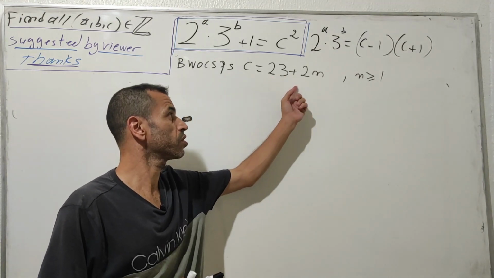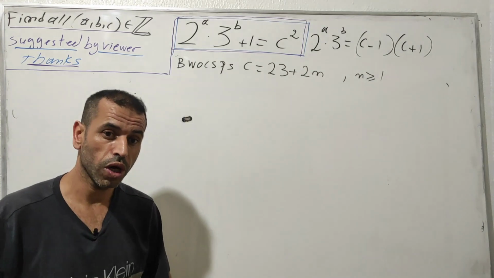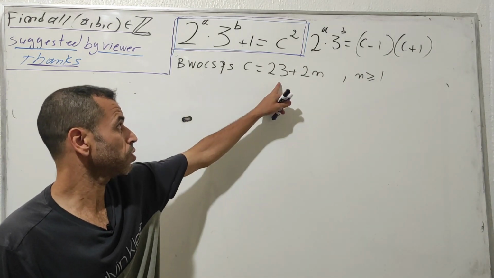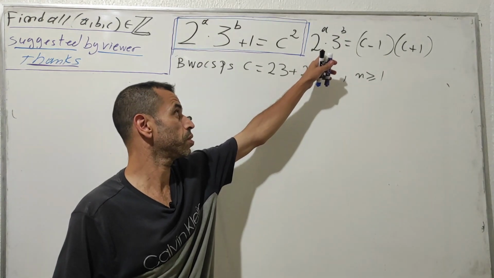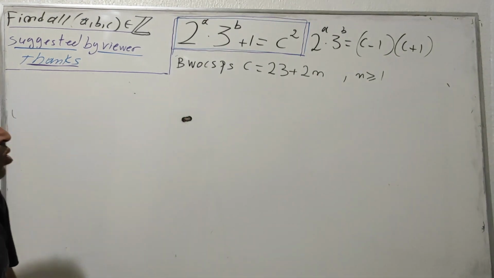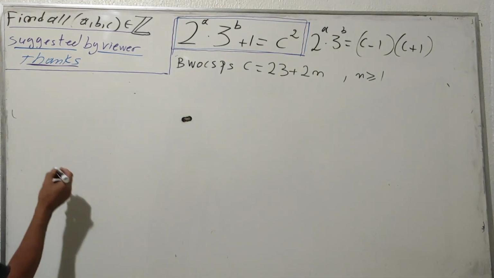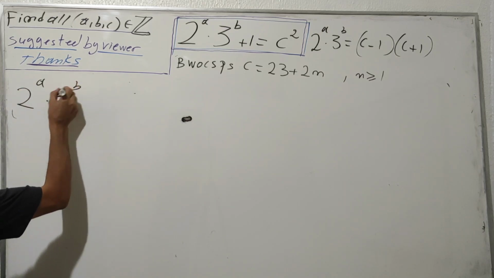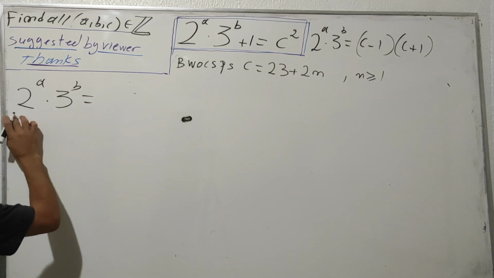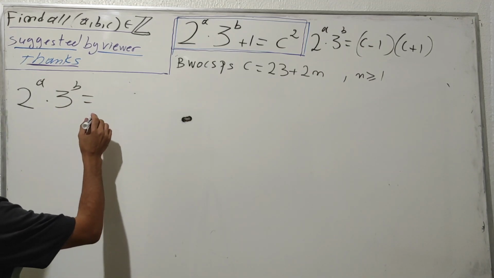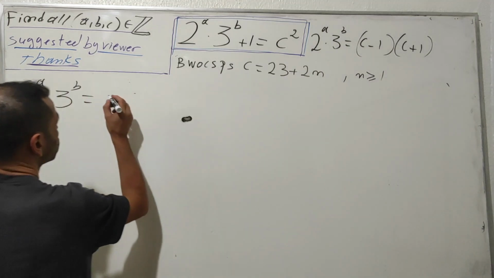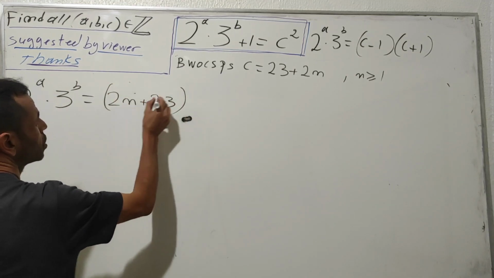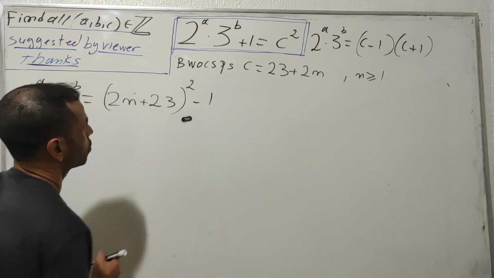This is the convenient value which is going to help us build a nice contradiction. Now let's take this value of C and sort it back into the original equation to see the next expression. So we'll have 2^A multiplied by 3^B, which equals C squared, which is going to be replaced with this one. So I get (2n plus 23) all raised to the power 2, minus 1.